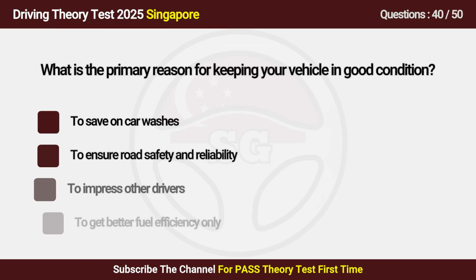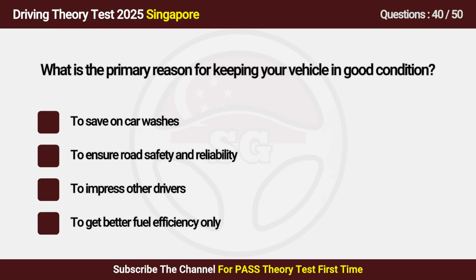Question 40. What is the primary reason for keeping your vehicle in good condition? A. To save on car. B. To ensure road safety and reliability. C. To impress other drivers. D. To get better fuel efficiency only.